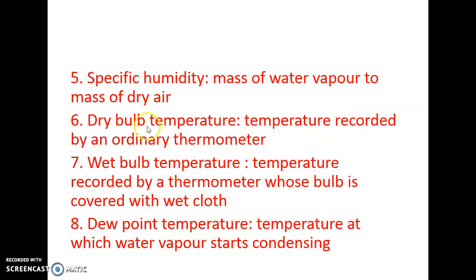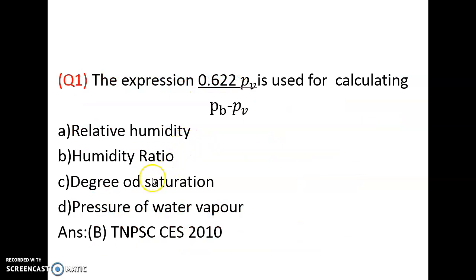Specific humidity. This is the mass of water vapor to mass of dry air, MV by MA, and the equation derived is 0.622 PV by (P minus PV). This equation is used to calculate the humidity ratio. It is otherwise called humidity ratio or specific humidity, W. It is given by 0.622 PV by (P minus PV).